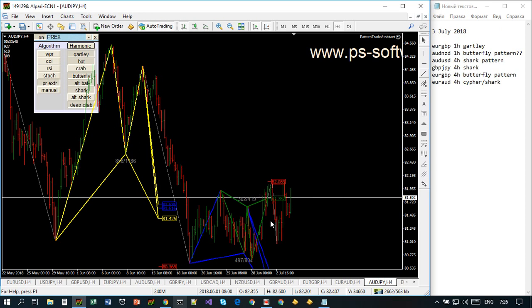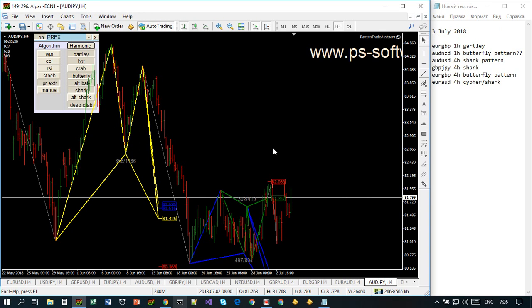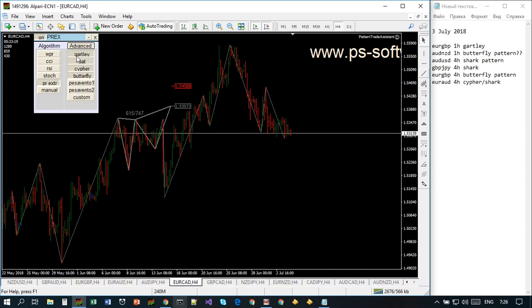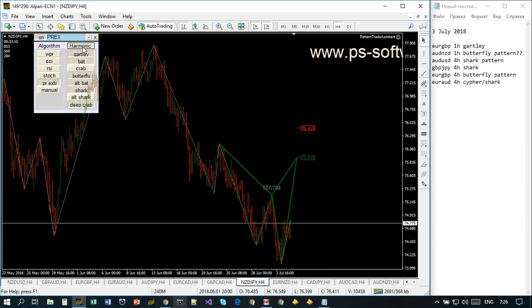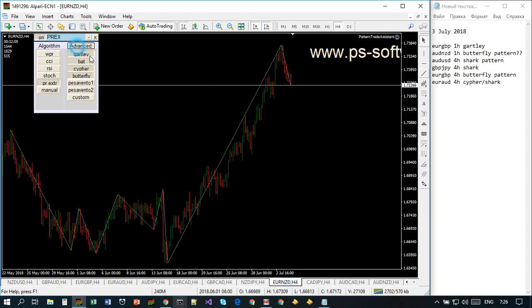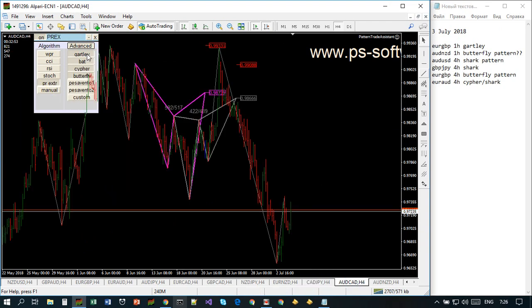So many opportunities. Wonderful Shark working recently. It was 2nd of July. We have 6th of July, 4 days ago. And next, Euro Canadian. This and this. Pound Canadian. This and this. New Zealand yen. This is far from completion. I'll let it first come close to B point and break it. This and this. Canada yen. Here and here. Aussie Canadian.